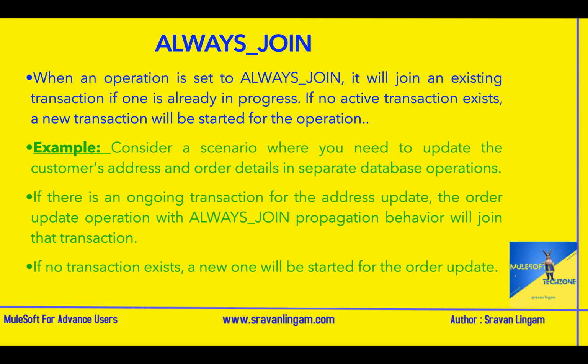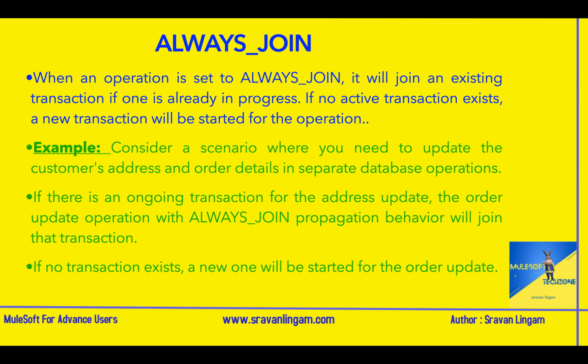For example, what does it mean? There are two operations going on in parallel. One is a customer address change, and also you are ordering something, right? So the order update will wait for the customer address change to get completed, because it will join the transaction, and after completion of the customer address change, this order update will be created. So the order will be delivered to the customer's new address, like that.